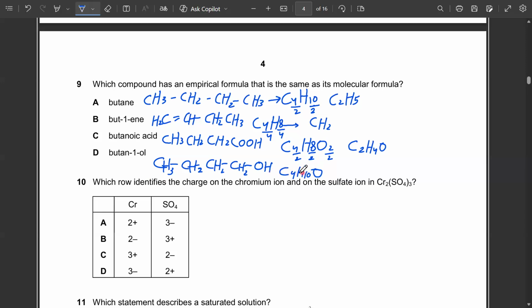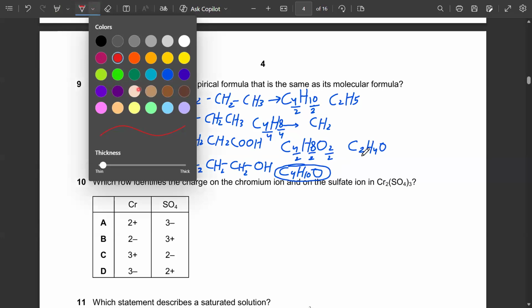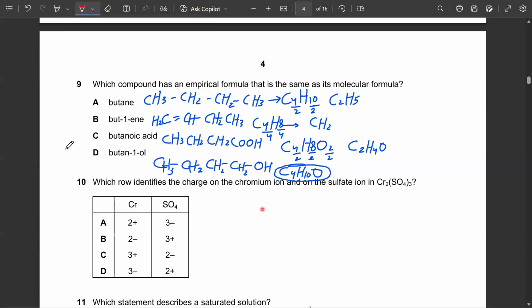So this is the molecular formula, and at the same time, it's also the empirical formula, because you cannot further simplify it, it's already simplified with 1 oxygen atom. So this is both molecular formula and empirical formula. In this way, the correct option becomes D option. So D is the correct option.